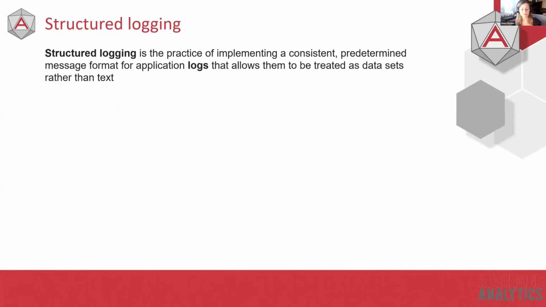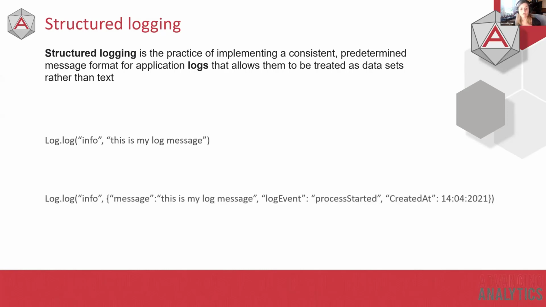Structured logging. Structured logging is essentially the practice of implementing a consistent predetermined message format from application logs that allow them to be treated as data sets rather than text. If we take this example piece of code here, we've just got log.log, we're saying it's information, so we're saying it's info. And then there's our log message. This is my log message. That's just a piece of text, it's just a string. That's great, we can push that into our logging systems, but it's not providing us a lot of information. If that message was a big message, we'd have to dig into it to try and figure out what's going on.